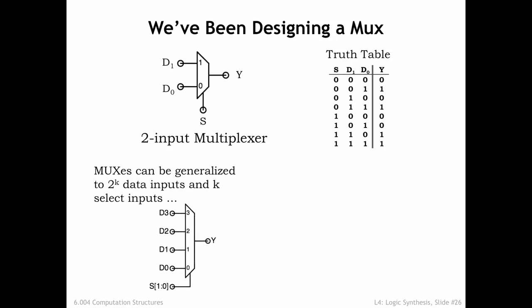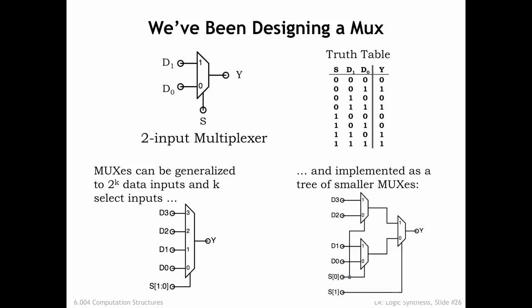MUXes come in many sizes depending on the number of select inputs. A MUX with k select inputs will choose between the values of 2 to the k data inputs. For example, here's a 4-to-1 multiplexer with 4 data inputs and 2 select inputs. Larger MUXes can be built from a tree of 2-to-1 MUXes, as shown here.